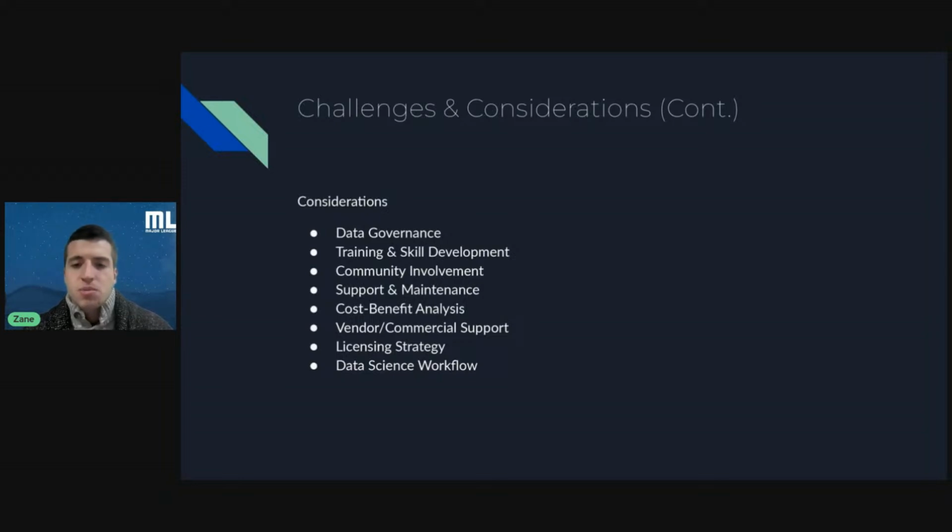So organizations must plan for ongoing support and maintenance of tools, especially those customized ones like we had with Uber or with open source tools. This includes keeping software up to date, addressing issues, and ensuring compatibility with evolving technologies.